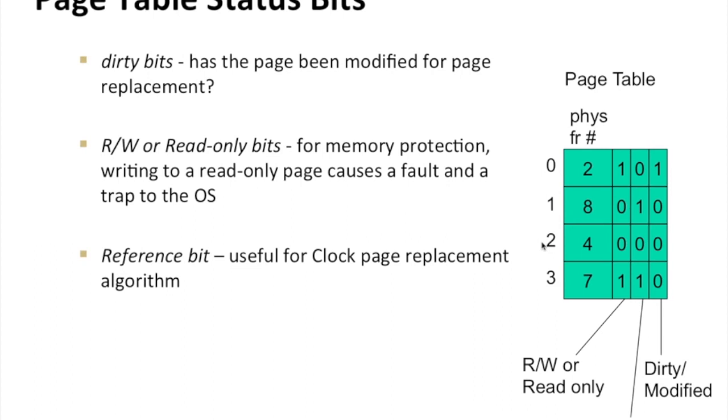We could also add a few more bits to this. We don't need to be limited here. We could also use something called a reference bit that says, I have used this page for a read or a write. So anytime we access a page, we can actually say that it has been accessed and keep that information.